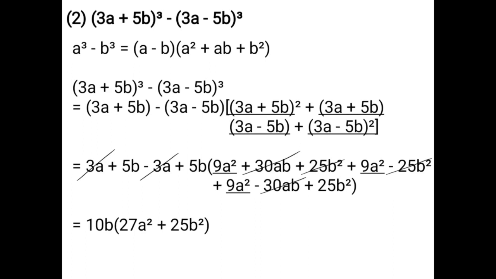You have to write the multiplication form of 10b, otherwise you can directly multiply. 10b into 27a square is 270a square b, plus 10b into 25b square is plus 250b cube.